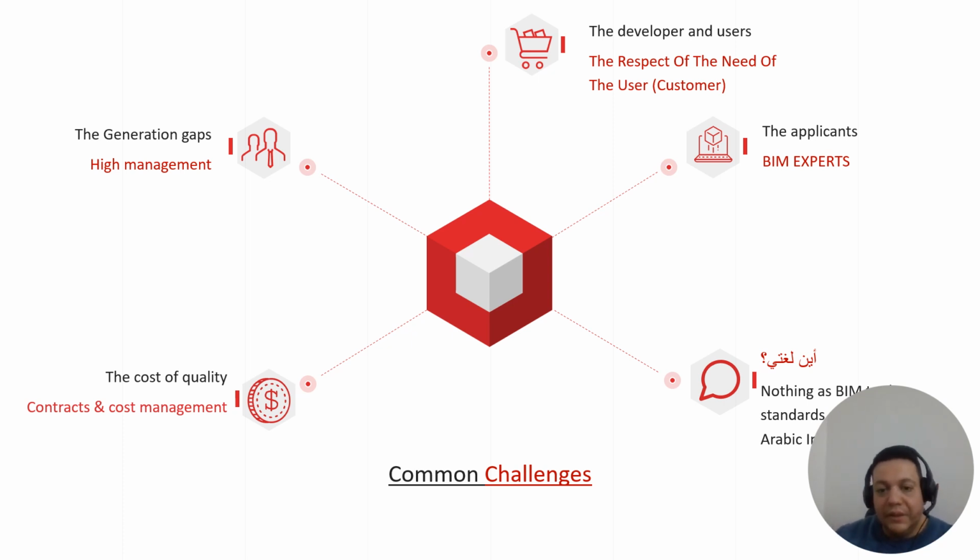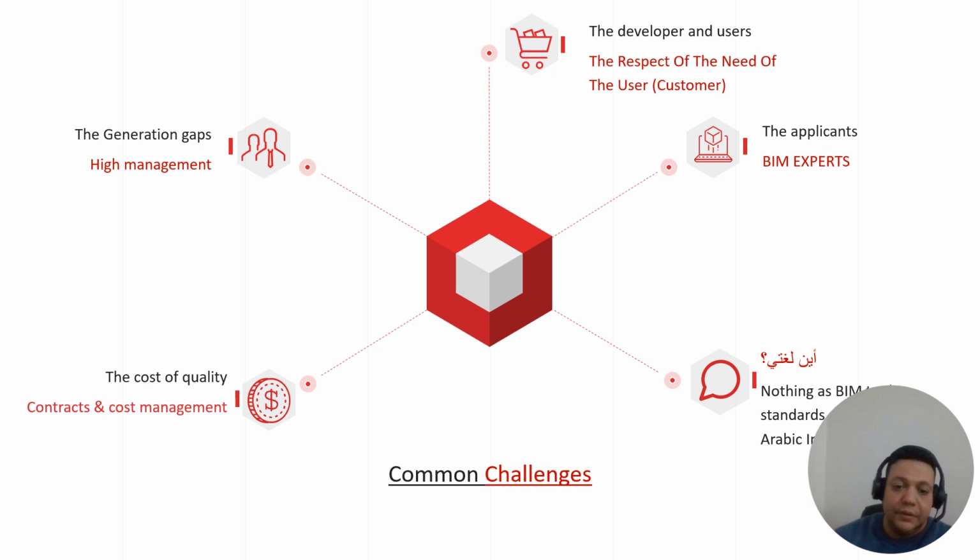And of course, the third one, the developer and users. Sometimes we have software and platforms that are not helping us. I think most of the time their experiments for software before release were on small buildings. Then they take their time to apply it to a giga project, and this sometimes causes flaws in the application of the digital twin and in the application of BIM itself.